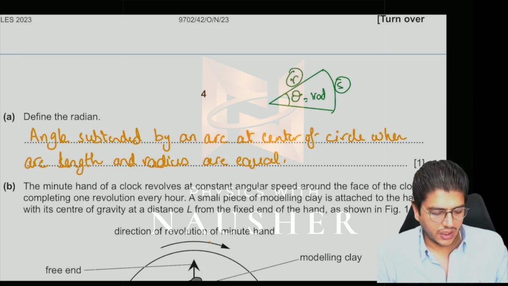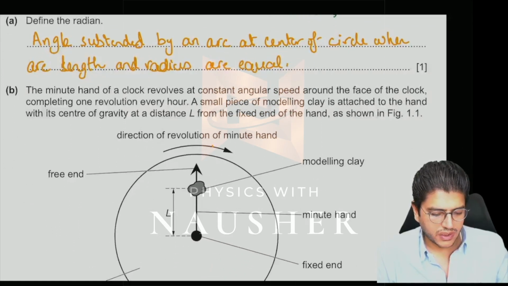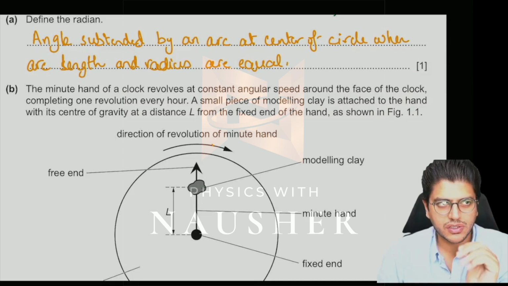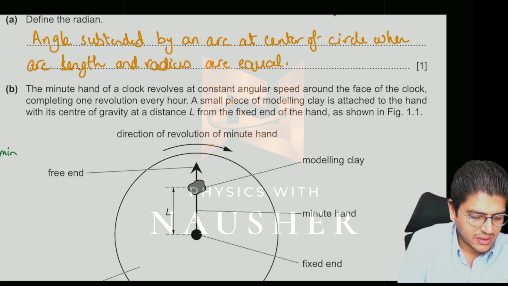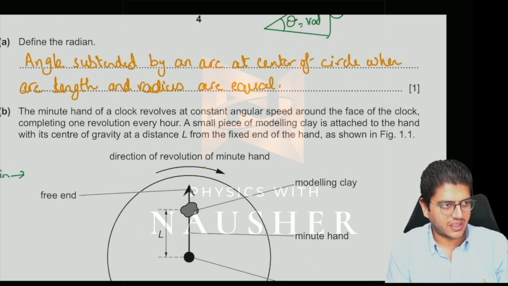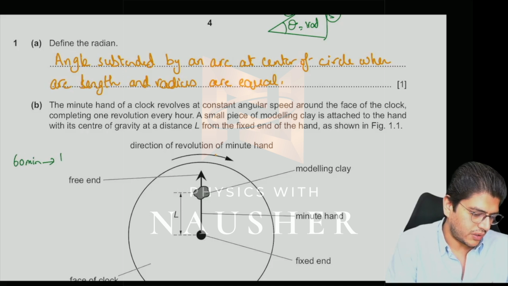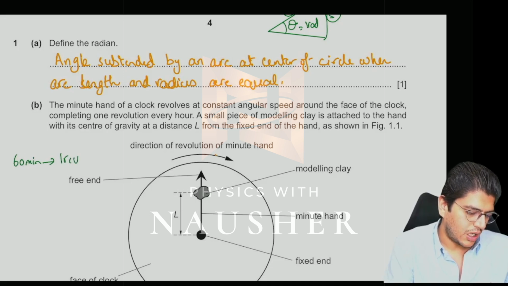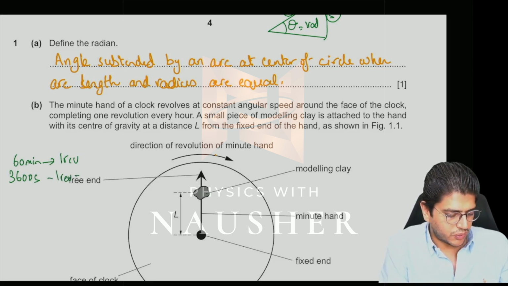Remember the definition. The minute hand of a clock revolves at a constant angular speed around the face of a clock. One thing you need to understand: the minute hand takes 60 minutes to travel one complete circle. Does that make sense? It takes 60 minutes to make one complete revolution. So how many seconds does it take? It takes 3,600 seconds, which is 60 into 60, for one complete revolution. And one complete revolution would mean 2 pi radians.